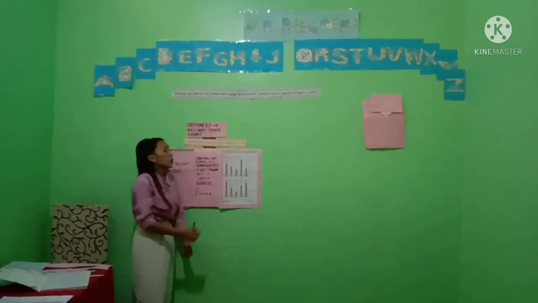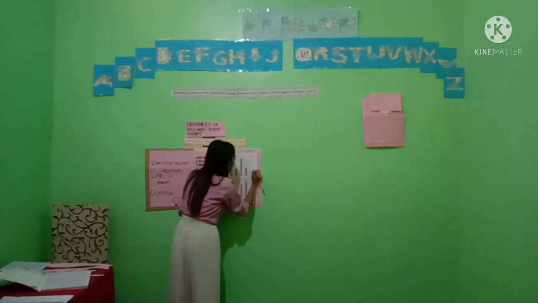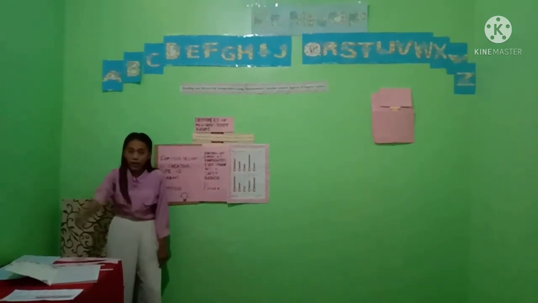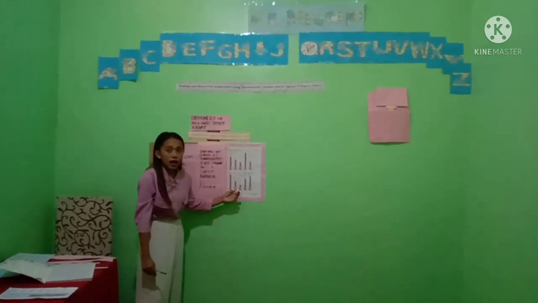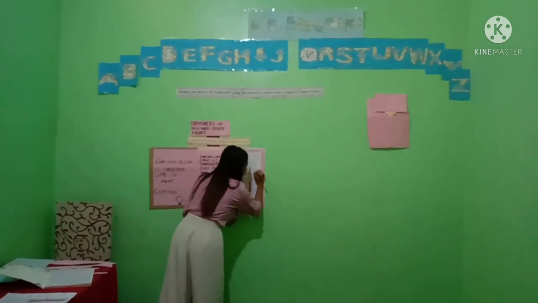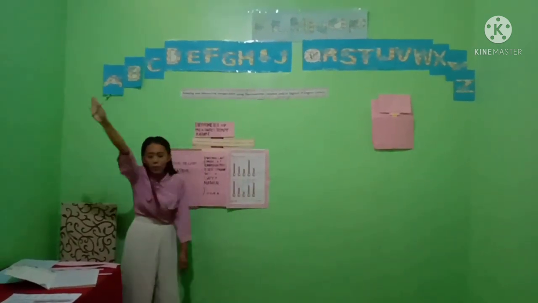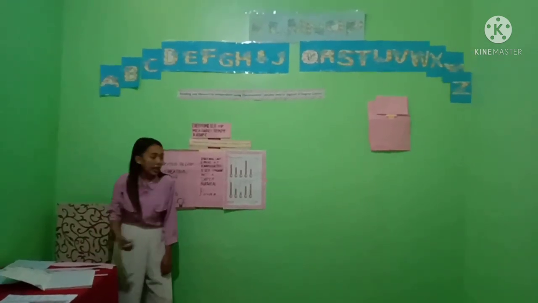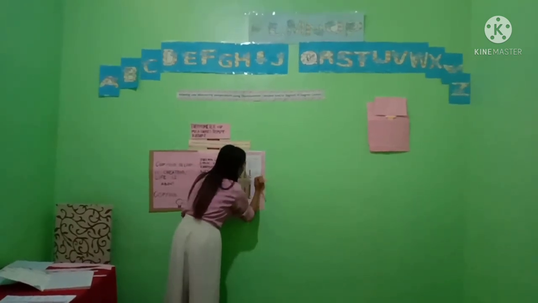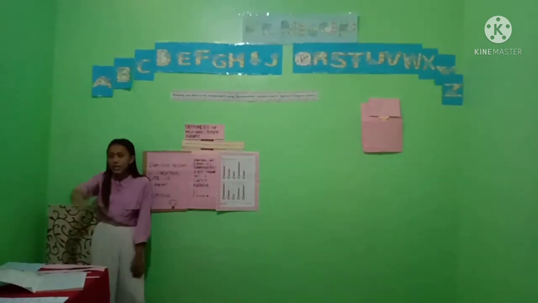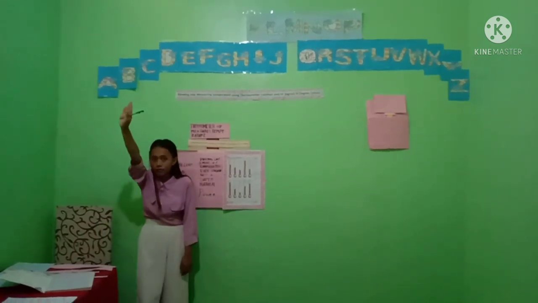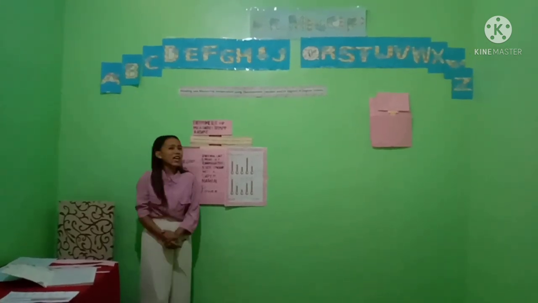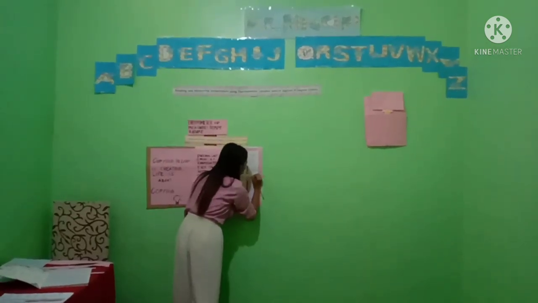Okay, Mika, number 7. Very good. It is 39 degrees Celsius. How about number 8? Yes, Jane. Okay, 9 degrees Celsius. Number 9. Okay, Alvin again. 58 degrees Celsius. Okay, and the last one. Yes, John. Okay, 75 degrees Celsius.